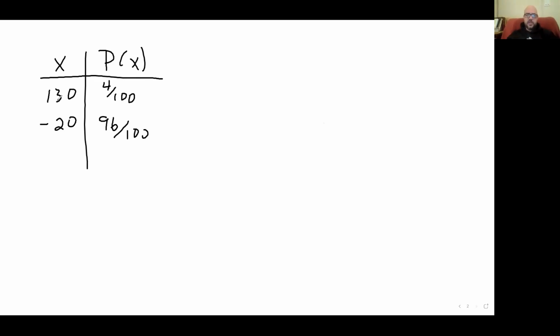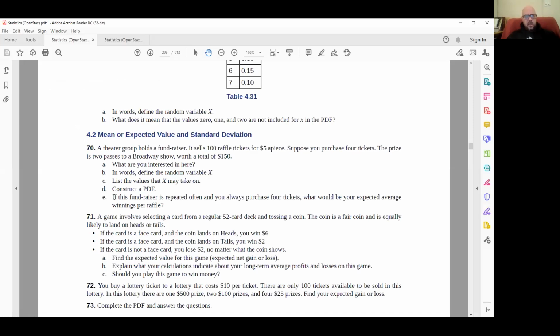That's all there is to it. List all the outcomes here and the probabilities of those outcomes. The book calls this a probability density function. I think I just called it in the video probability distribution. Same thing. If this fundraiser is repeated often and you always purchase 4 tickets, what would be your expected average winnings per raffle? That's not a good way to say that. So they want the expected value. That's what they want.